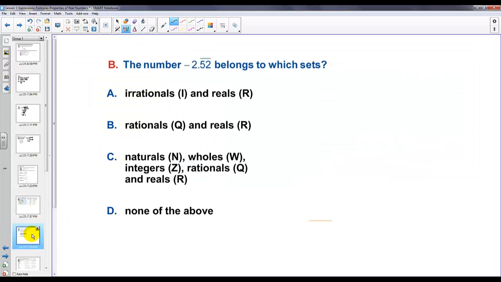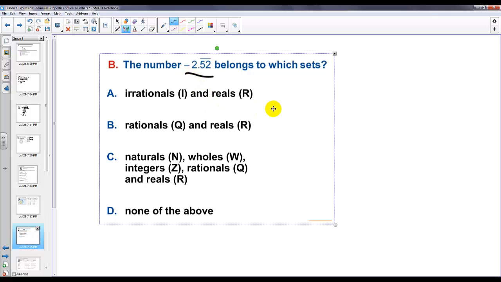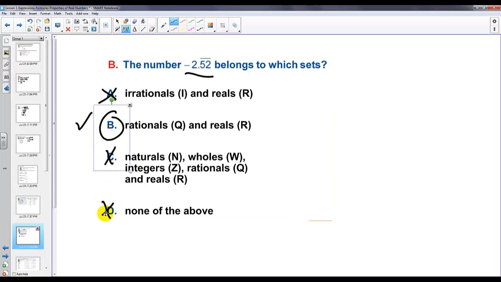So if I'm asked what classification negative 2.52 repeating belongs to, well, we know it's a repeating decimal, so it's definitely not irrational. We'll mark that off. Since it's a repeating decimal, it could be rational, and rational is within the set of reals, so this is a definite possibility. It's not a natural number or a whole number because it's not a counting number. So once again, that goes, and it looks like we found B as our answer.